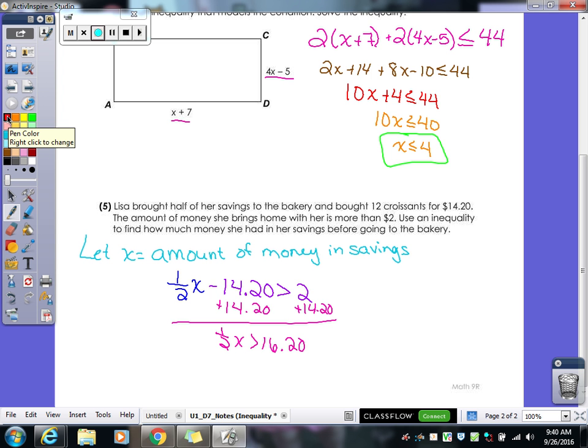We add our 14.20 over, so we get 1/2 x is greater than 16.20. Remember, multiply times the reciprocal, so times 2. So when we multiply, we get x is greater than 32.40. So how can we answer the question? It says, use the inequality to find out how much money she had in her savings before going to the bakery. How could we answer this?